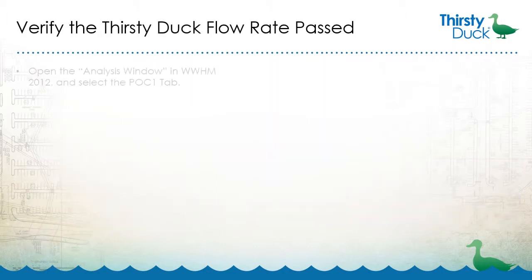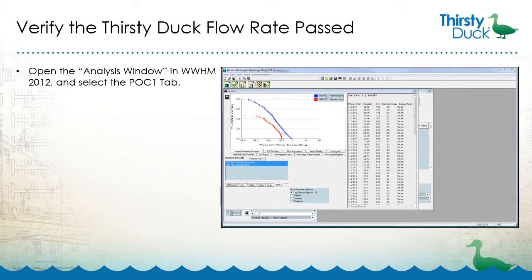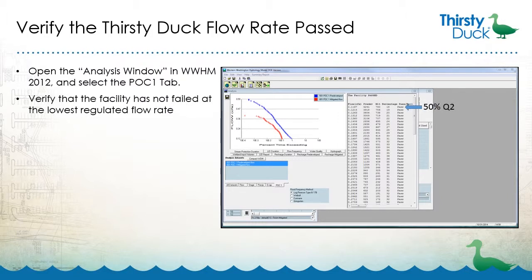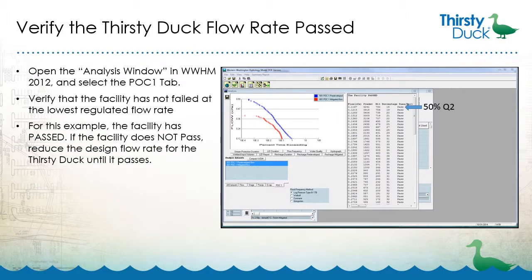Open the Analysis window in WWHM2012 and select the POC1 tab. Verify the facility has not failed at the lowest regulated flow rate, 50% Q2. For this example, the facility has passed. If the facility does not pass, reduce the design flow rate for the Thirsty Duck until it passes.